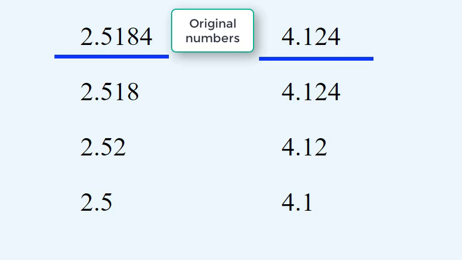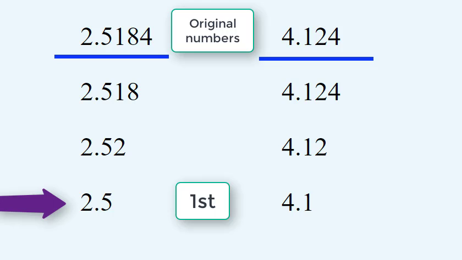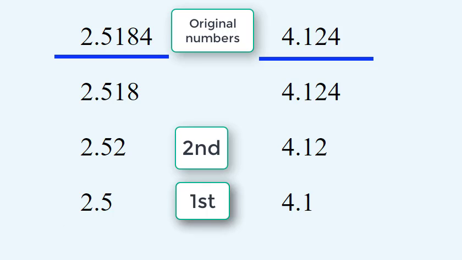Here are a few more examples. The number right up here at the top of the page is the full number. 2.5 is that number rounded to the first decimal place. 2.52 is that number rounded to the second decimal place, and you see the 5.1 becomes a 5.2 because the 8 rounds up. Then you have 2.518 for the third decimal place, and so on.